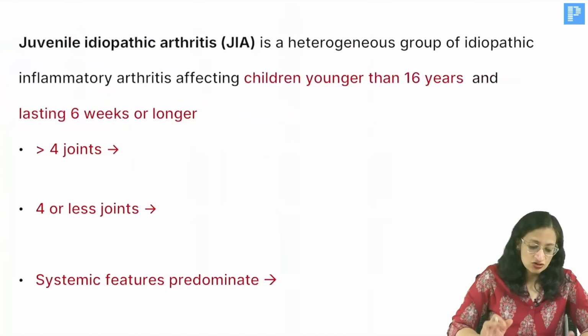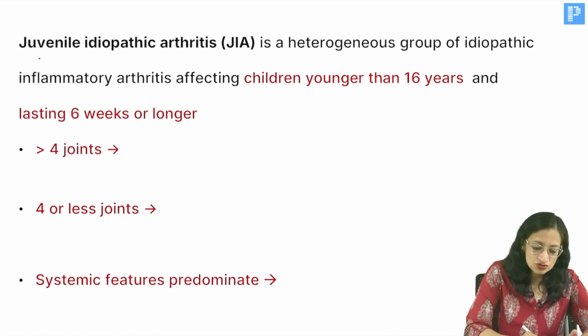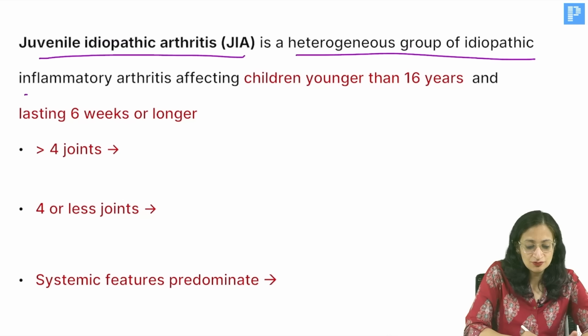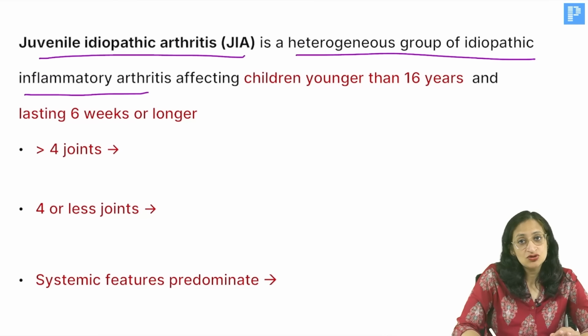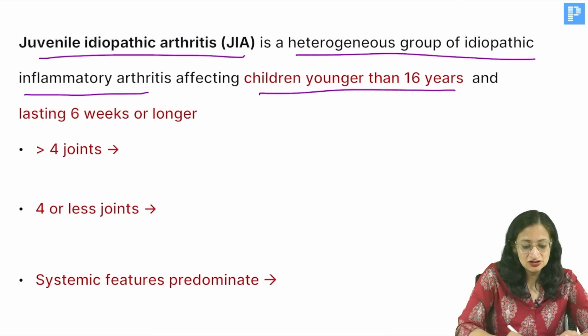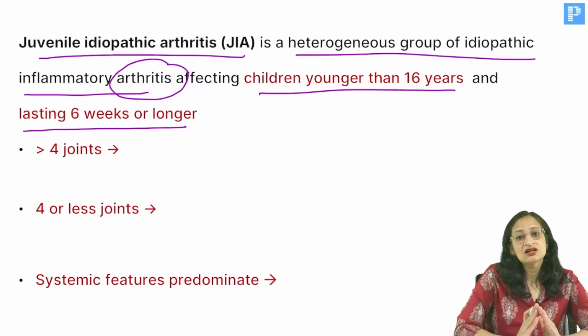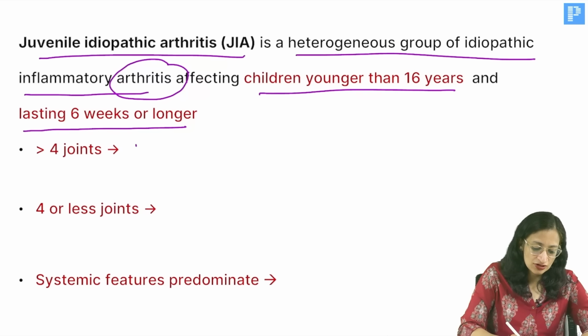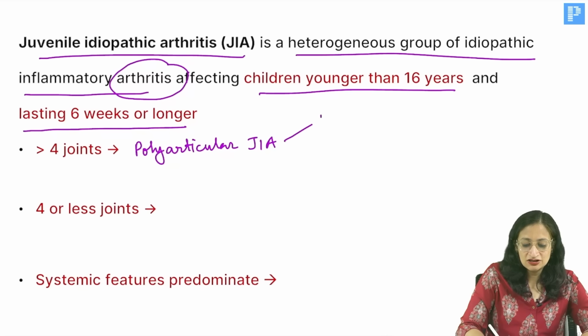So, JIA, or juvenile idiopathic arthritis, is a heterogeneous group of idiopathic inflammatory disorders affecting, as we already mentioned, children younger than 16 years of age, lasting 6 weeks or longer, and there has to be arthritis. There are various types of JIA. If more than 4 joints are involved, we call it polyarticular JIA. And in polyarticular JIA, there could be a rheumatoid factor negative form or a rheumatoid factor positive form.